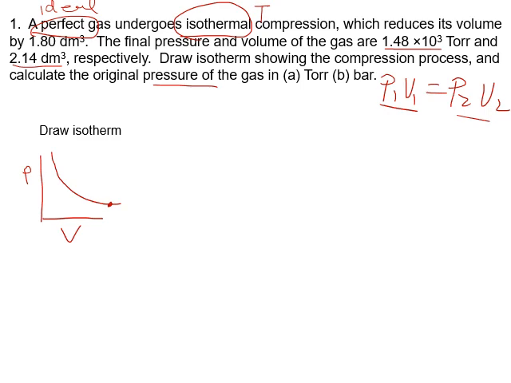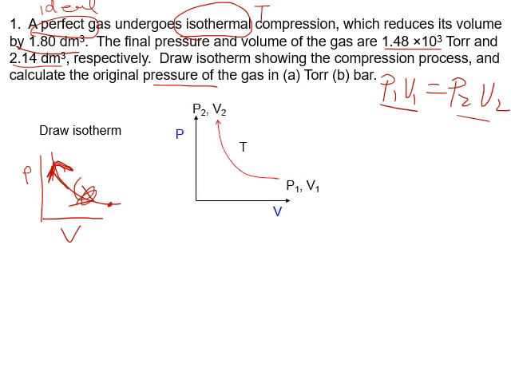Now the question is, which direction does it go, to the right or to the left? In this case, it says the volume is reduced, so it should go to the left because the volume is becoming smaller, reduced by 1.8. So you should draw an arrow like this. This is the isotherm, and this is the original pressure and volume P1 V1, and this is the final pressure and volume P2 V2.